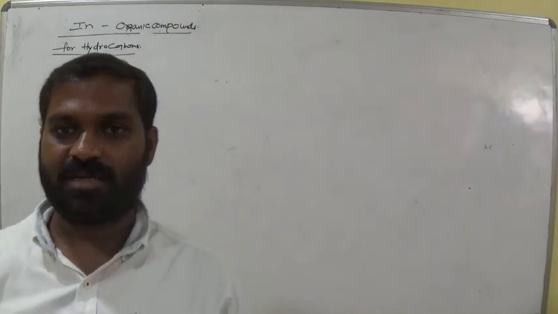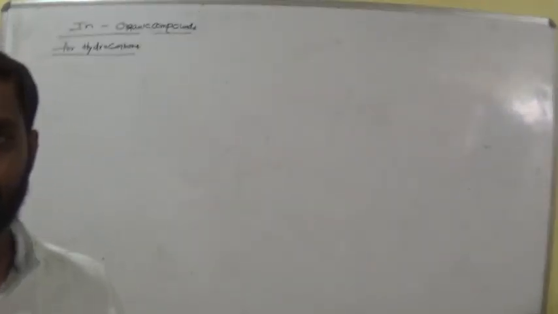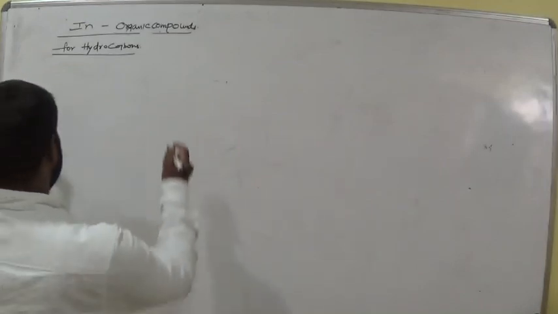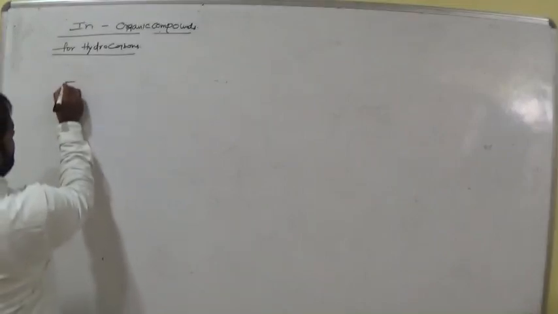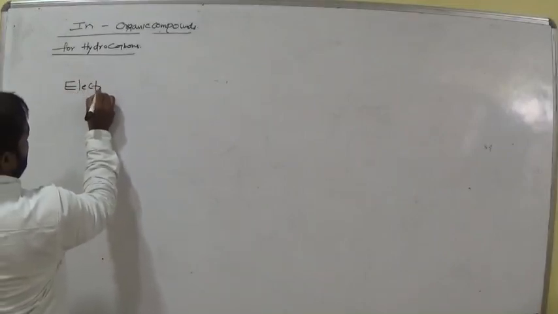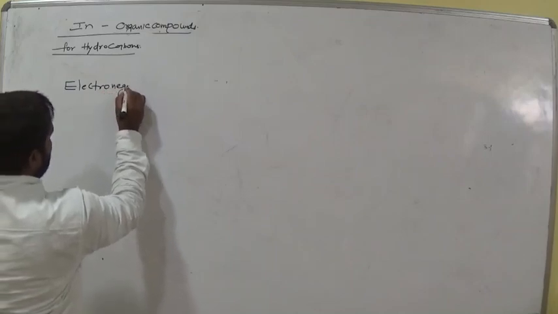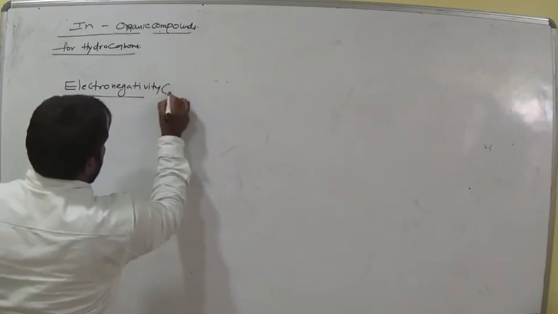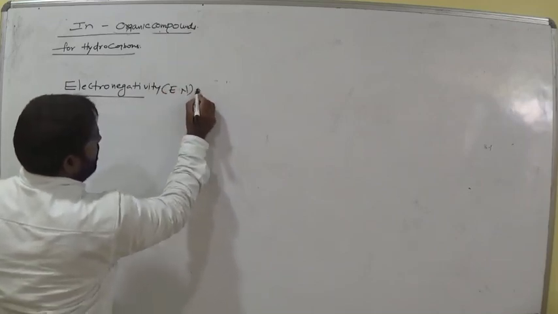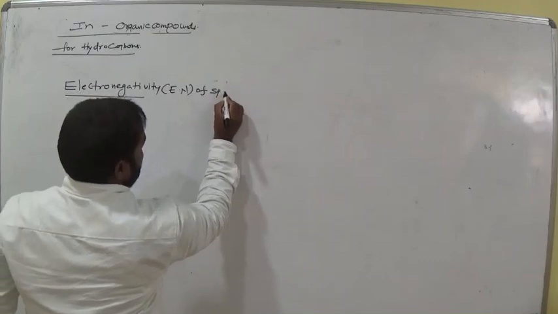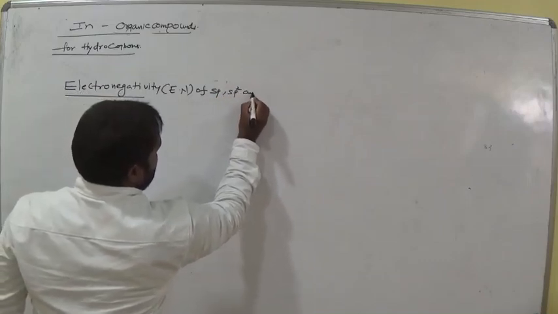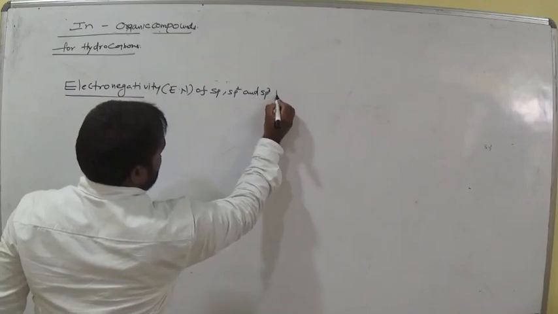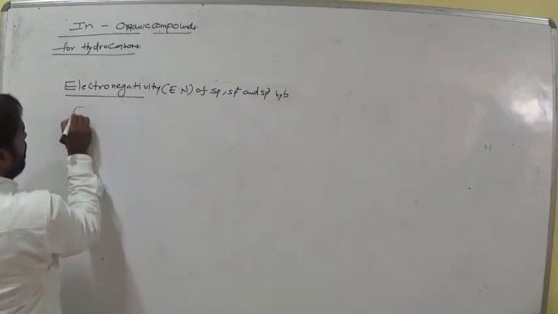So is it clear? Now depending on this, we have important points here. Okay, let's see. Electronegativity, simply we can represent it like this, of sp, sp2 and sp3 hybrid orbitals.